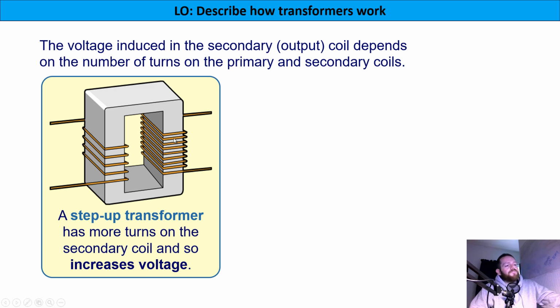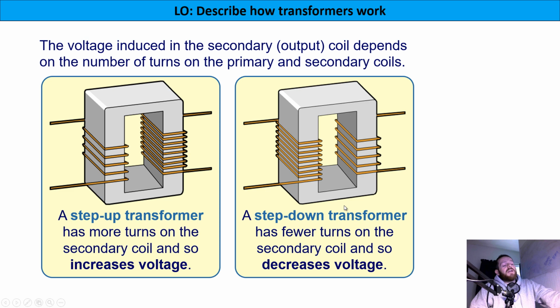If you look here on the output side, you can see that there's more coils of wire than there is on the input side. So if I put 10 volts on this side, I might get 20 volts out on that side. How is that even possible? We're making energy there, aren't we? Can't be created or destroyed, remember. We're not creating energy. If we're increasing the voltage, it just means we're decreasing the current, which is, well, the goal of a step-up transformer, okay?